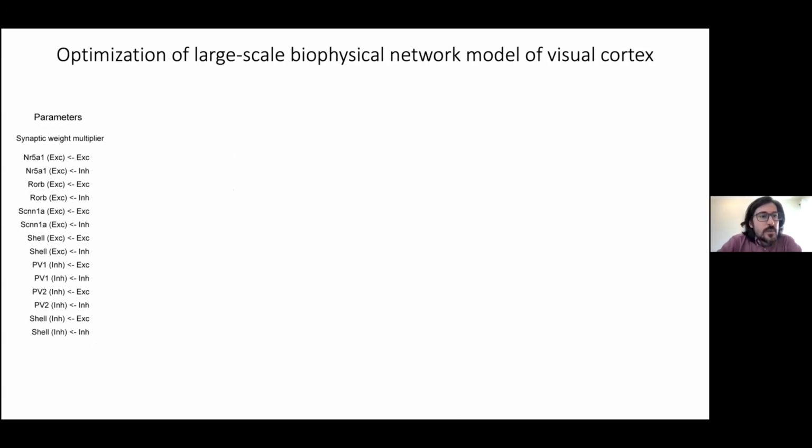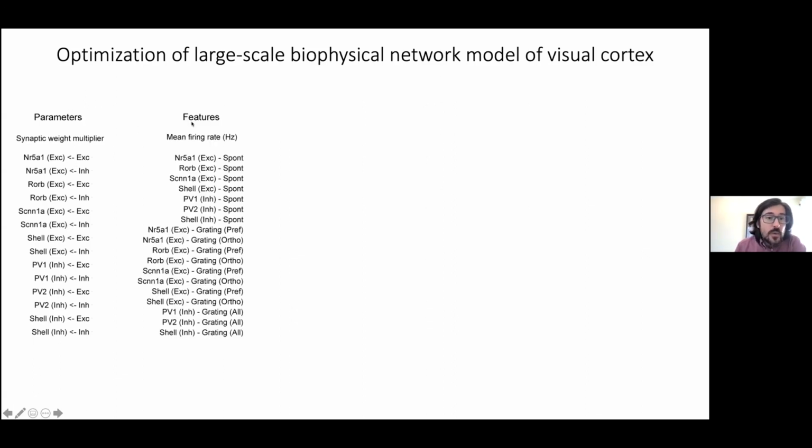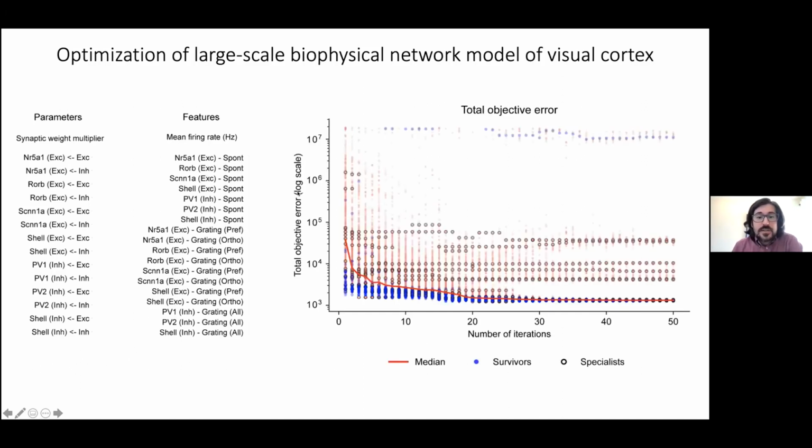And so, like I mentioned, the parameters that we're varying for this network model are basically the coupling strengths or connection strengths between the different cell classes in the network. And what we want to measure as features are the firing rates of each of these cells in different scenarios. So a spontaneous firing rate, the firing rate of cells when they receive their preferred stimulus or their orthogonal stimulus, for example. And so you can see that if we sum up over all of our objectives here, again, early on in the optimization, we were sampling a wide range of parameter space that was leading to a range of objective errors, but we were able to improve our performance over generations and identify models that are performing better than their neighbors.